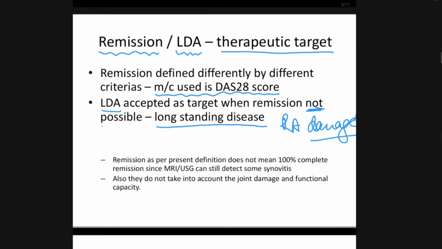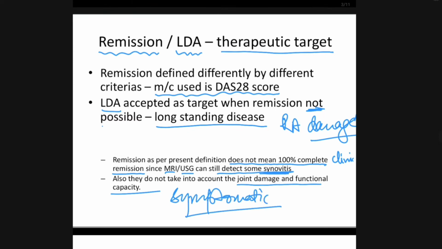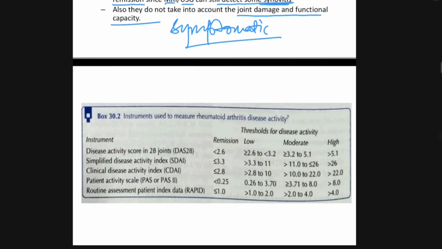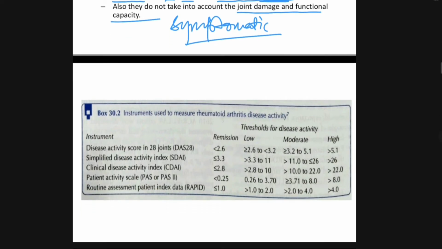Now, a little definition. Remission, as per the present definition, does not mean 100% complete remission, because MRI or ultrasound can still detect some synovitis. So this remission is basically clinically based. Also, they do not take into account the joint damage and functional capacity of the patient. This is basically your symptomatic scoring. Okay, so this box shows your various scores used to calculate your remission.